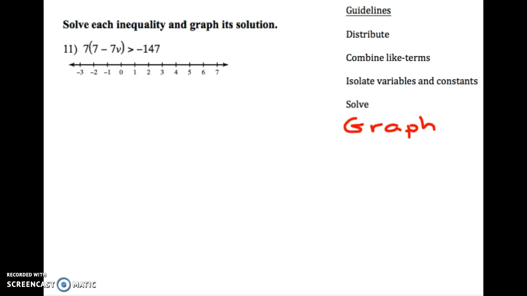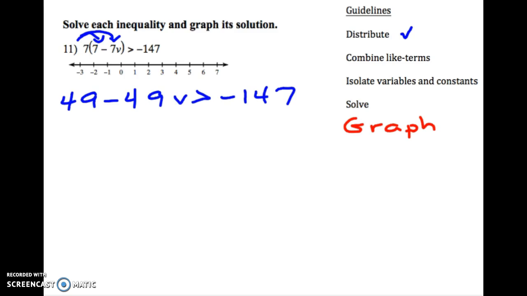So if we take a look at what we need to do following our guidelines, we're going to start by distributing. Sure enough, on the left side, we've got the 7 that we need to distribute through. So 7 times 7 is 49. 7 times the minus 7v will be negative 49v. Got greater than, and then the negative 147.